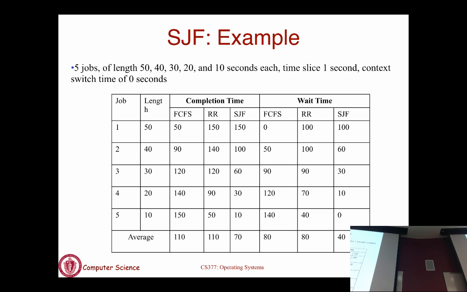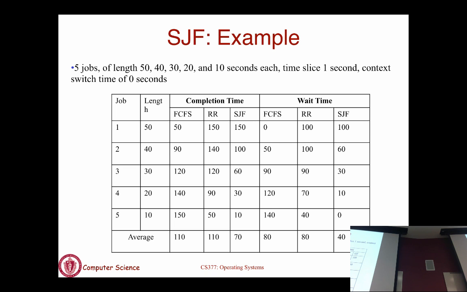So in this case, job 5 finishes at time 10 seconds. This one will finish at time 30 seconds, then 60, 100, and 150. So you will see that the average completion time has dropped. That's the average of those values. And then if you take the difference between these two columns, it gives you the wait time. Job 5 has 0 wait time. It's going first in SJF. It doesn't wait. So it's 0.